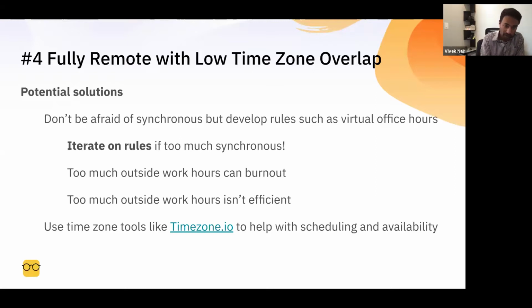You've got to keep iterating on the rules because people get very overwhelmed if they have too much synchronous, and they feel like they're getting disrupted too often. So definitely iterate on the rules. Have a culture of saying, hey, is this too much? Is this too little? Because of course, too much, especially since there's zero overlap in time. If you receive a synchronous message from a person in India and it's 9 p.m. and you're responding to too many of those messages, it can lead to burnout. And it's also just not efficient. So developing rules around that is super important.